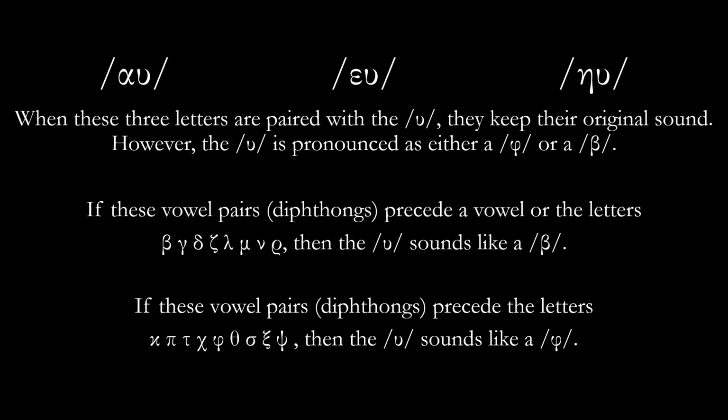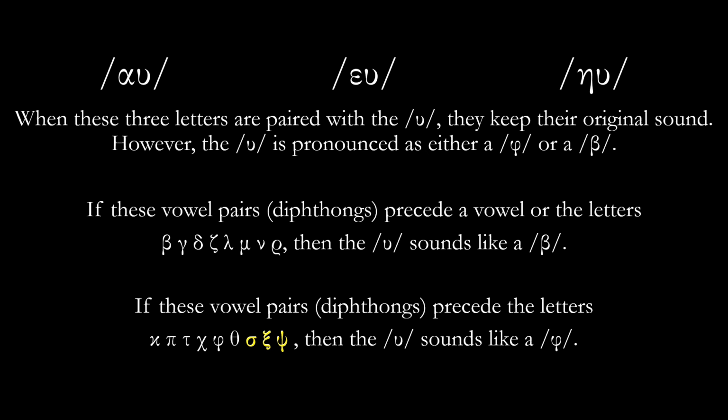Now, if you look at the bottom line, the last three Greek consonants, sigma, xi, and psi, these are pretty easy to remember because they are actually all S sounds. You have the sigma, s, and the xi, x, and the psi, ps.